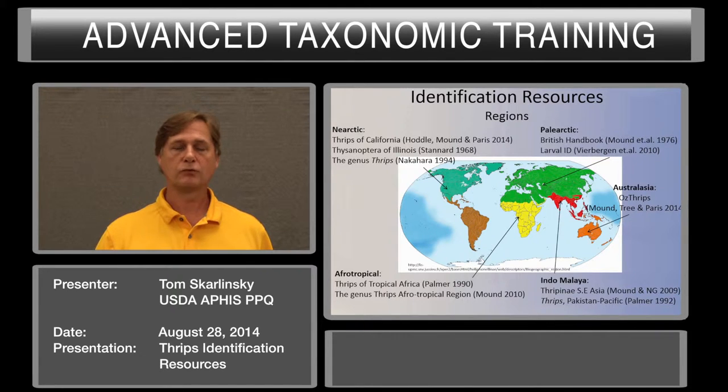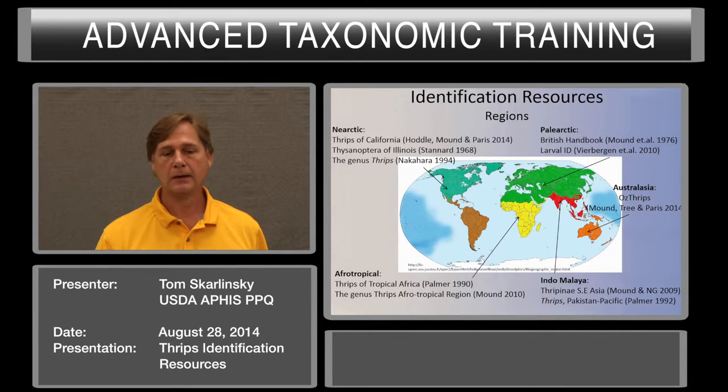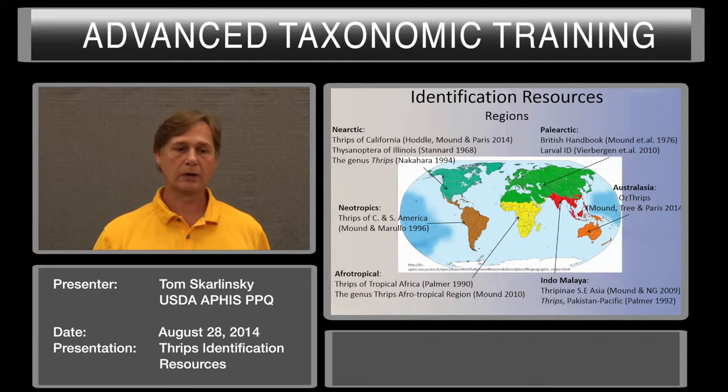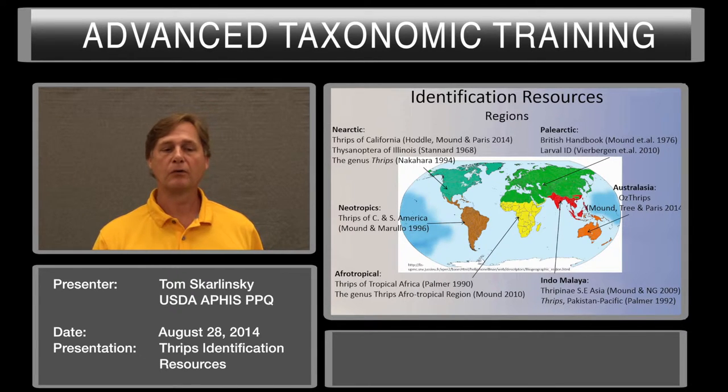You get into the Afrotropical area. As usual, my first go-to is the Thrips of Tropical Africa by Palmer in 1990. And then if I have something of the genus Thrips, I'll use this, the Afrotropical region genus Thrips by Mound 2010. And then finally, going back over the pond to South America, Central America, or the Neotropics, is the Thrips of Central and South America by Mound and Marullo 1996.